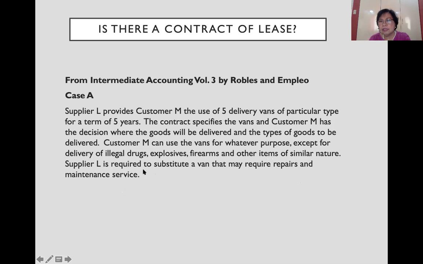Even if supplier L is required to substitute a van that may require repairs and maintenance, this substitution is not substantive because supplier L will not receive any economic benefits from that substitution. In fact, that substitution is an obligation to ensure that the business operations of customer M is not affected for any damage or any repairs needed for such vans. Therefore, again, in case A, this is a contract of lease. Therefore, this IFRS 16 will apply.